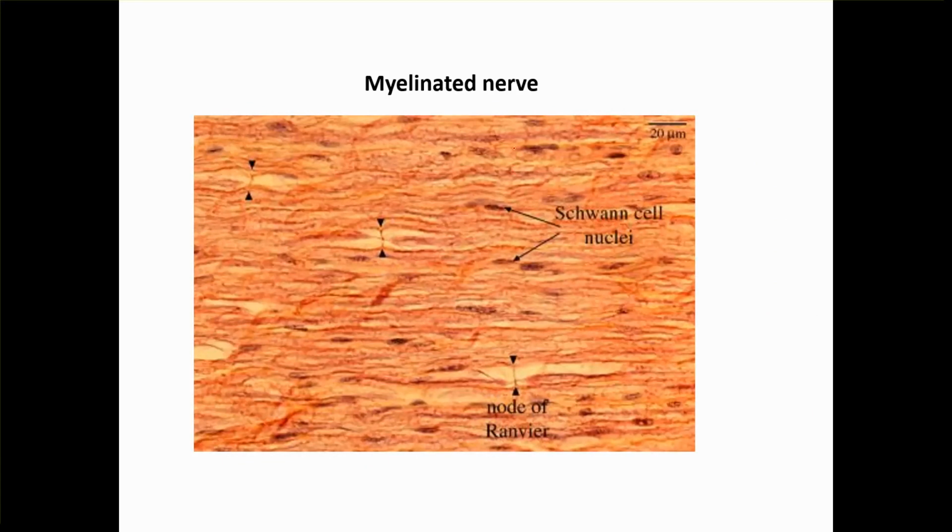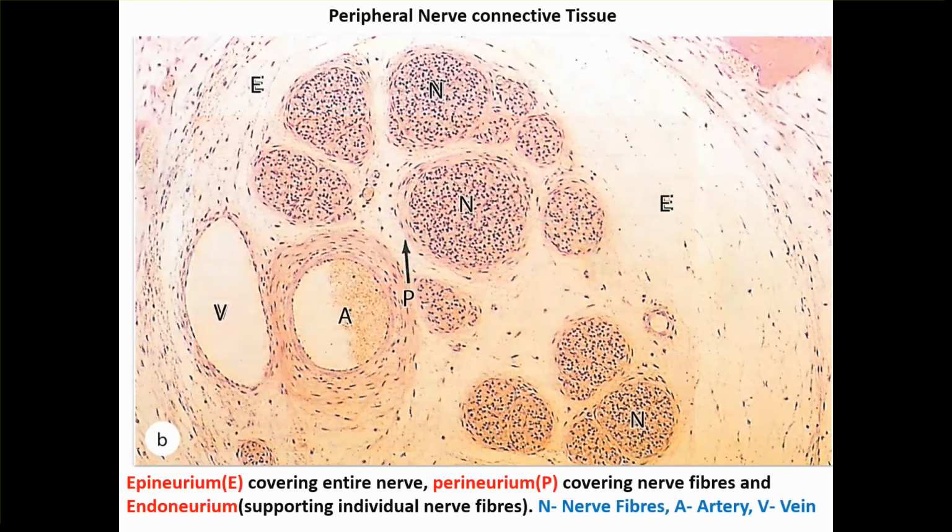Here we can see a myelinated nerve. The myelinated nerve has Schwann cells for myelination. And this is a place called the node of Ranvier. If you've seen the schematic diagram, you notice that there are nodes in between the myelination. This is a peripheral nerve connective tissue.